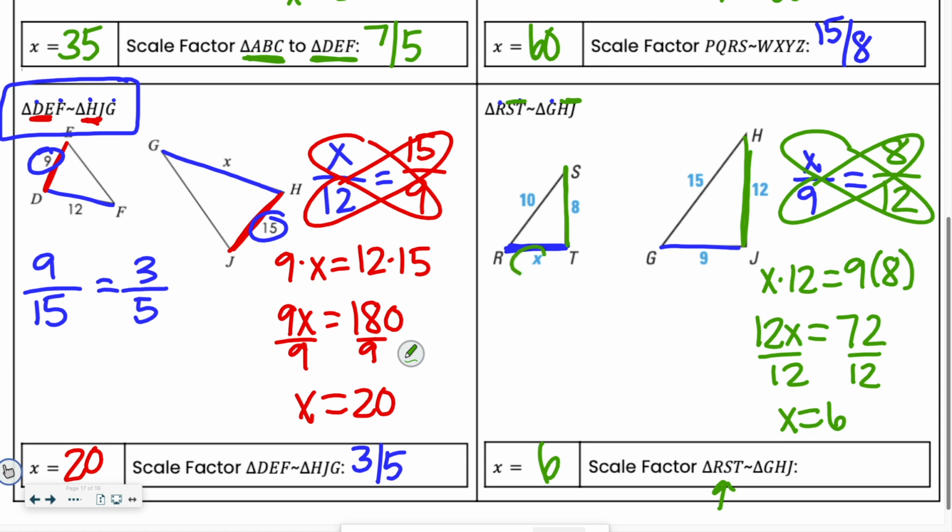Now we want to give a scale factor from triangle RST to JHG. So I'm just going to pick X, which we found was 6. And we know that matches our side 9. So 6 ABC 9 equals 2/3. All right, folks, good job.